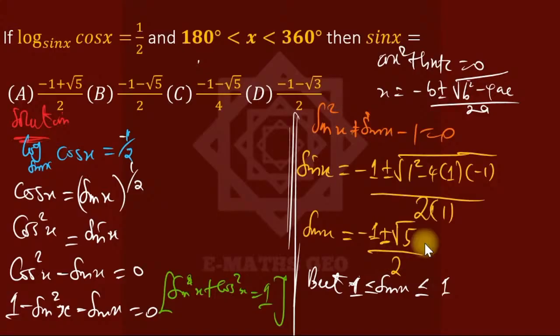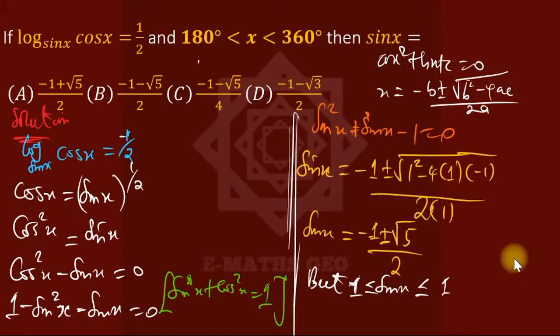And root 5 is 2 point something. So if I take the negative first, -1 minus root 5 will be -3 point something. And if you now divide -3 point something by 2, it will give you -1 point something. And -1 point something has exceeded the boundary. It's not on this. So the negative is off.